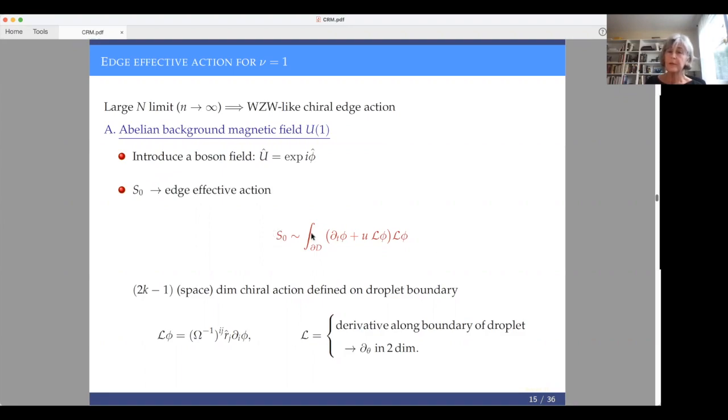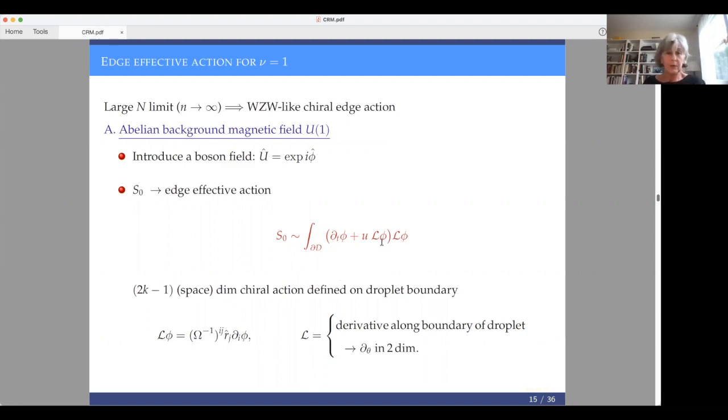In fact, if we restrict the space to CP1, which is the sphere, this operator L is just a derivative, a tangential derivative along the boundary of the droplet. However, this is a higher dimensional theory. This is a droplet in 2k-1 spatial dimensions.